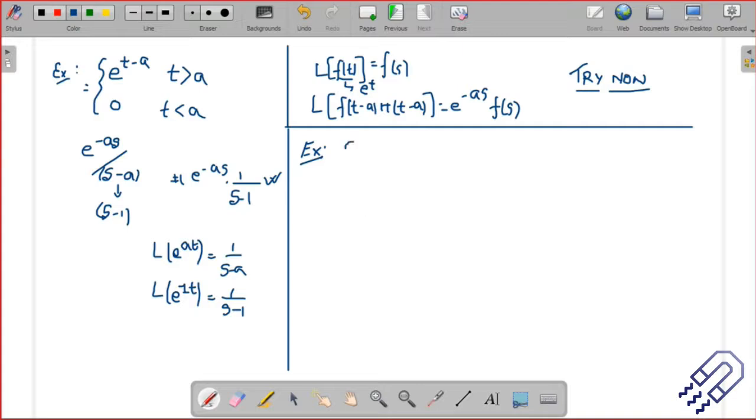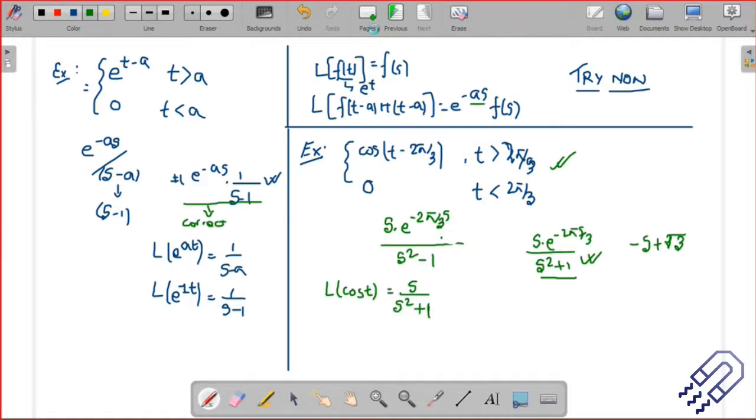The next example is cos of t minus 2 pi by 3, and 0 for t greater than 2 pi by 3. So in a way, you can easily know what your a is if you know the boundary conditions that are being provided: 2 pi by 3, and this is less than 2 pi by 3. That's the boundary condition. You can do it quickly and tell me what the answer is for this. Let's do it together.